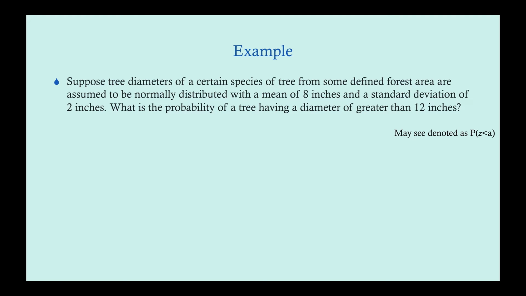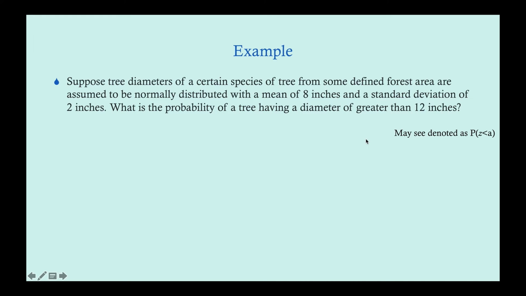So let's try an example here, and you need to know that formula that I gave you. So if you don't remember that, go back and look. So suppose tree diameters of a certain species, I know this is botany and not biology, but whatever. Tree diameters of a certain species of tree from some defined forest area are assumed to be normally distributed with a mean of 8 inches and a standard deviation of 2 inches. What's the probability of a tree having a diameter greater than 12 inches?